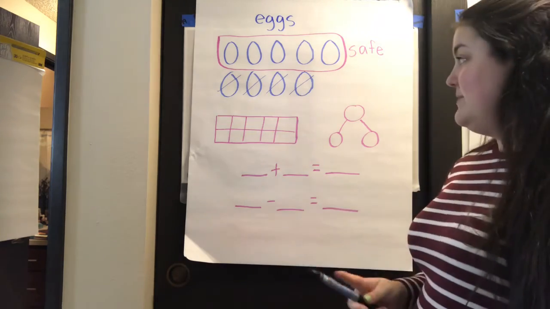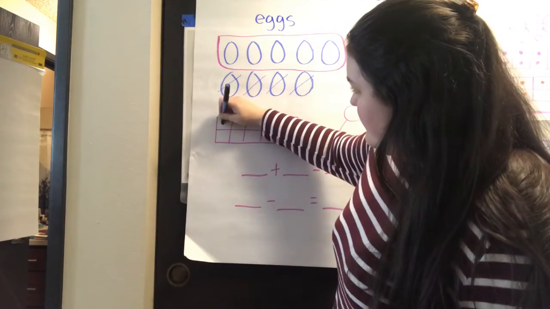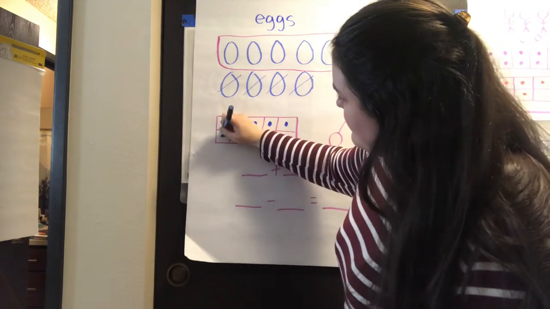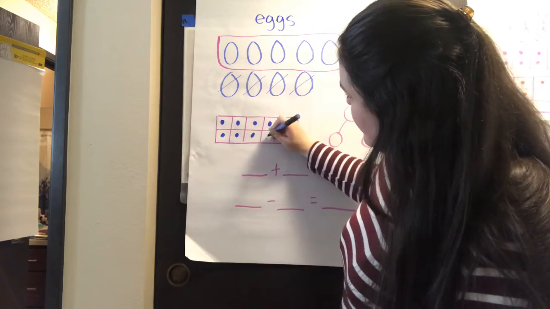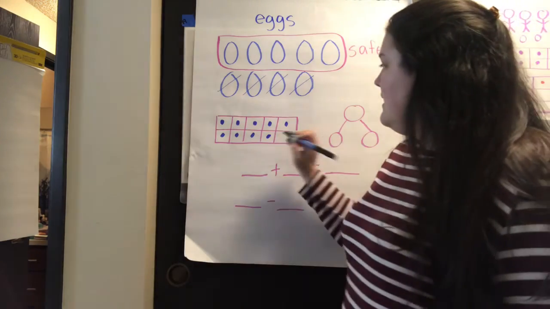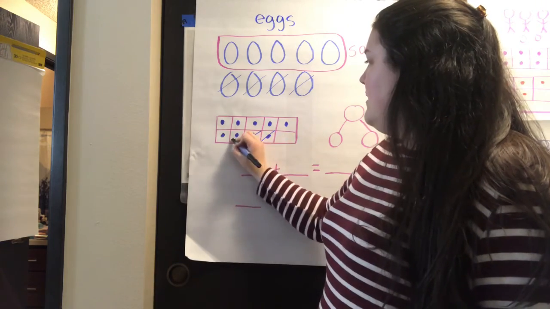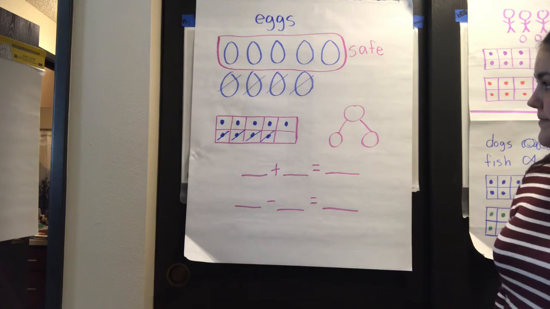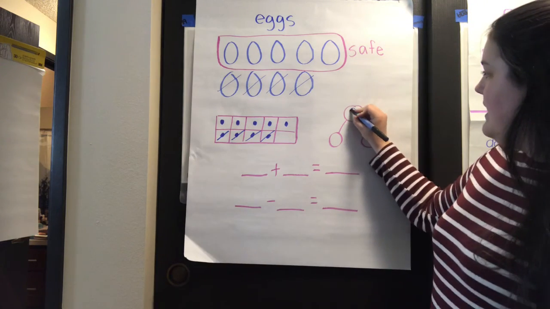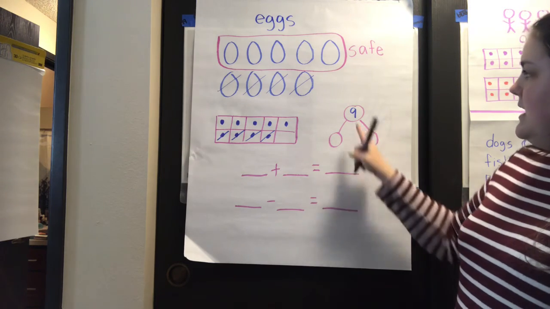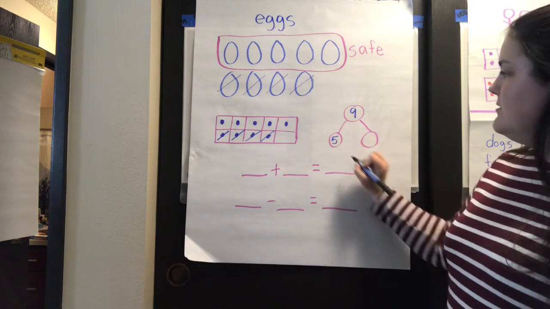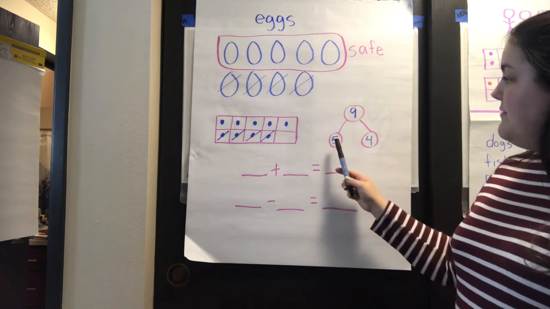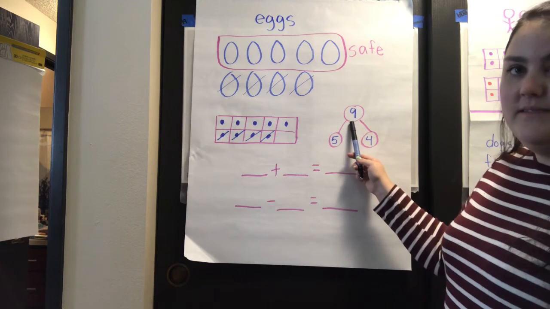Let's show it in these other ways. So if I have 9 eggs, and 4 of them are cracked, there are 5 eggs left. There are 9 eggs total, and 5 of them were safe, and 4 of them were cracked. Can you say 5 and 4 make 9?